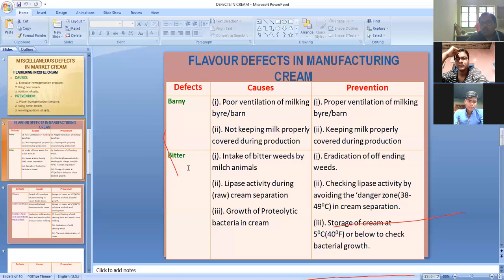Another one which is very much popular, which generally occurs in the cream, is bitter defect, है ना। bitter defect कैसे आता है? There are so many reasons behind that. Bitter defect generally comes when our dairy animals are fed with green fodder, but at the same time green fodder also contains some weeds which may be eaten by the cow, milk animals, and they go into the blood and from blood to milk.